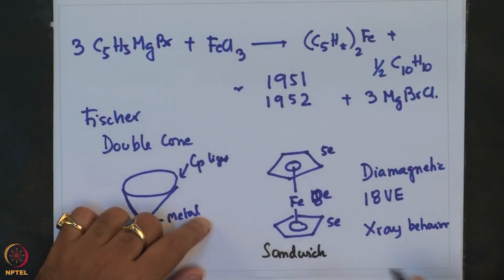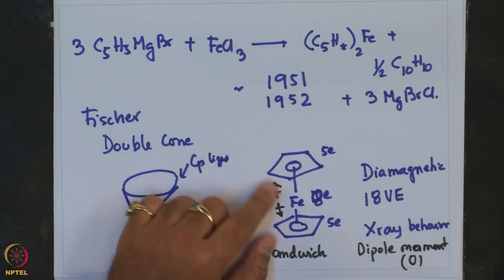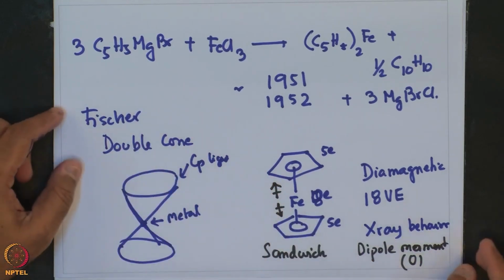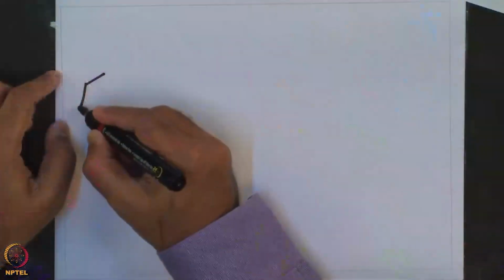Thus the hallmark of the structure is that it is a sandwich structure, and the net dipole moment is 0. That is because the iron-Cp dipole moments each cancel out in opposite directions, such that the net dipole moment becomes 0. At room temperature, cyclopentadiene stays as the dimer the way it is shown over here, and this dimerization is a Diels-Alder reaction.